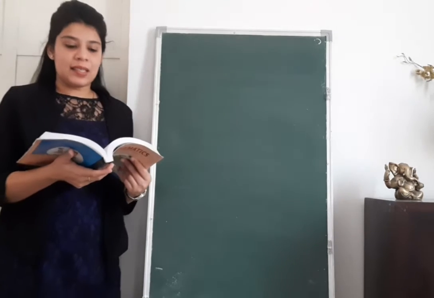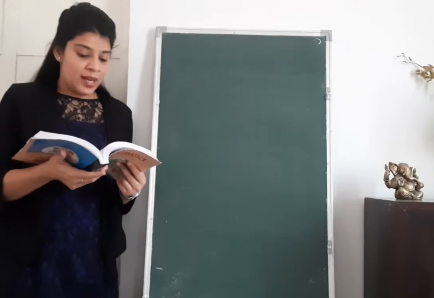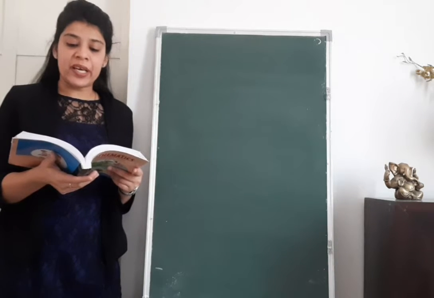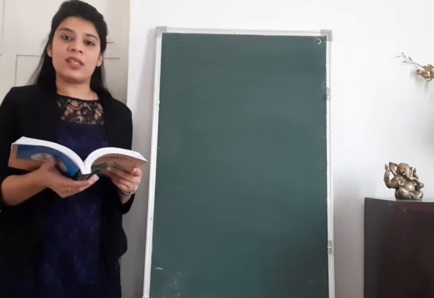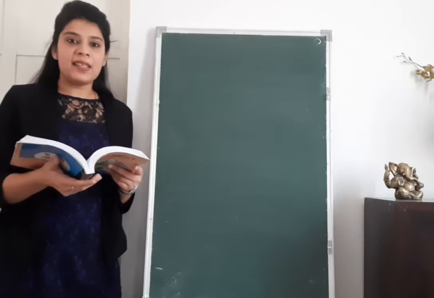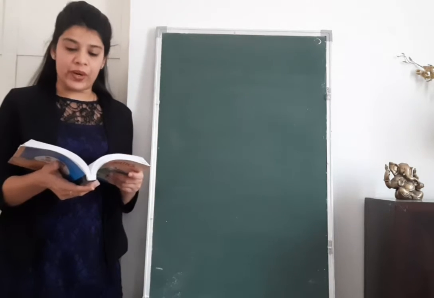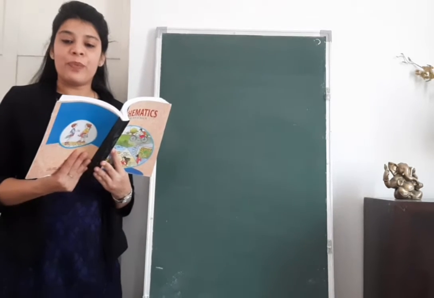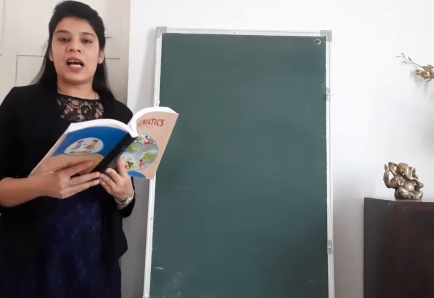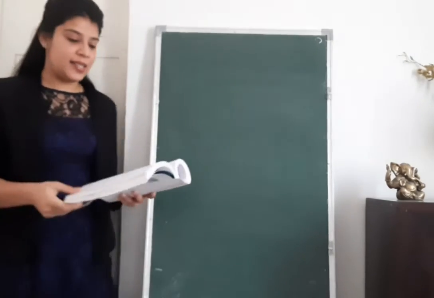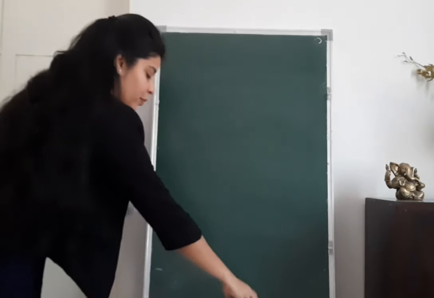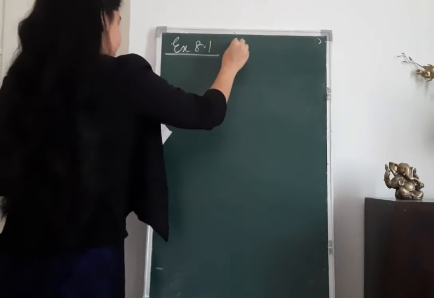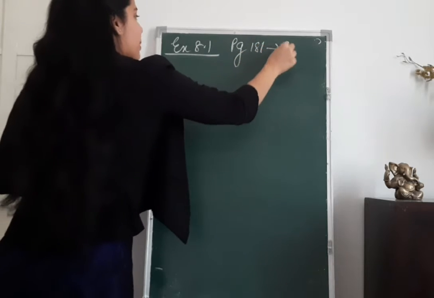So in my last trigonometry video, I have discussed till example 5 of chapter 8 Introduction to Trigonometry, where we have learned about the concept of trigonometric ratios and some application based questions over it. Today we are going to start with exercise 8.1, page 181 of class 10 NCERT CBSE textbook. So let's start with exercise 8.1, page 181, chapter 8.